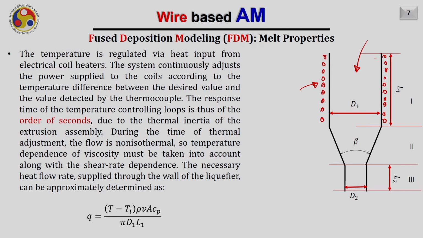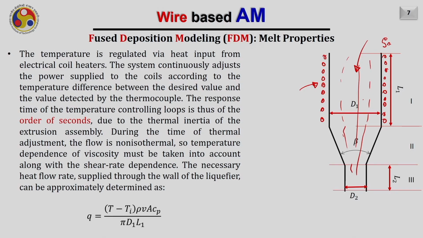And how do we obtain the value of this temperature difference? Through the thermocouples. The response time of the temperature controlling loop is thus on the order of seconds. It takes a few seconds to control the temperature inside the liquefier if there is any sudden change. So during the time of thermal adjustment, the flow is non-isothermal. We cannot consider the flow in the melt as isothermal during this adjustment period.